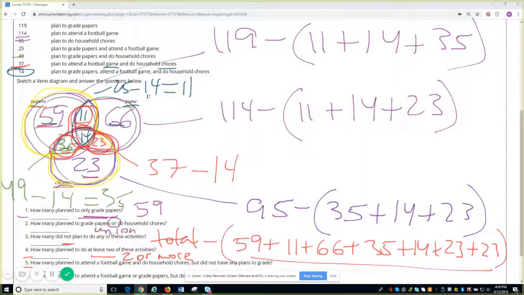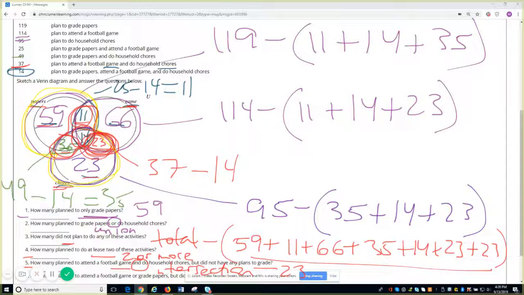And the fifth question, how many are attending the game and doing household chores but are not grading? So and is our keyword for intersection. So I need to find where the game and the chores circles intersect. So the game and the chores circles intersect right here on two numbers, 14 and 23. But I am excluding the people who are grading papers. So that leaves me with just the 23 people right here.